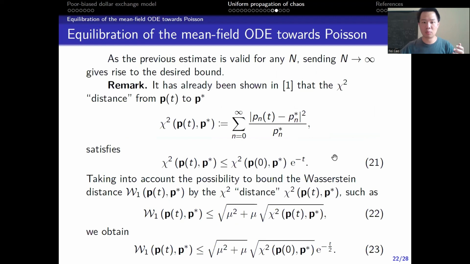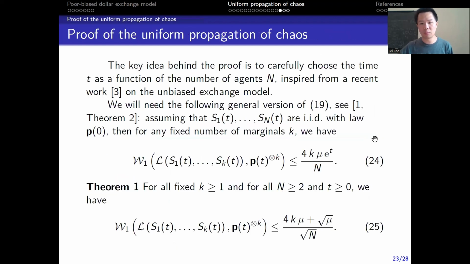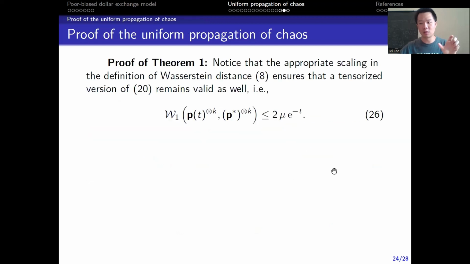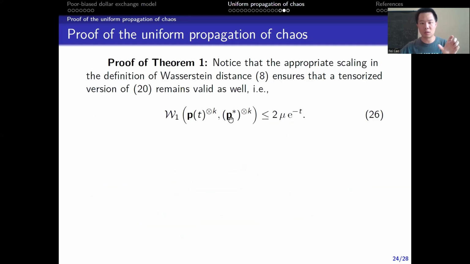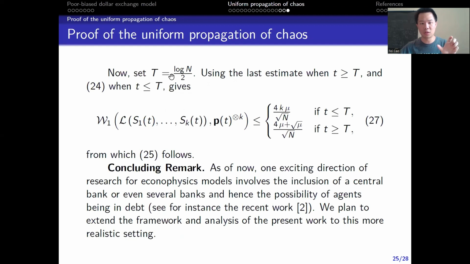And finally, to prove the uniform propagation of chaos, we just use the previous finite-time propagation of chaos and the triangle inequalities we mentioned before. The key idea is that the bound depends on n and t, but you pick t wisely so that you have the bound in each region.